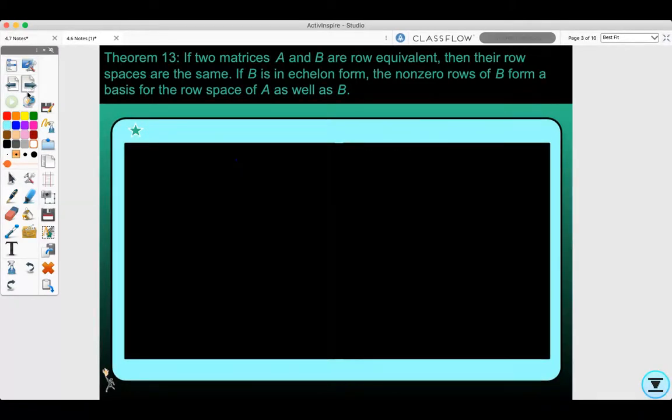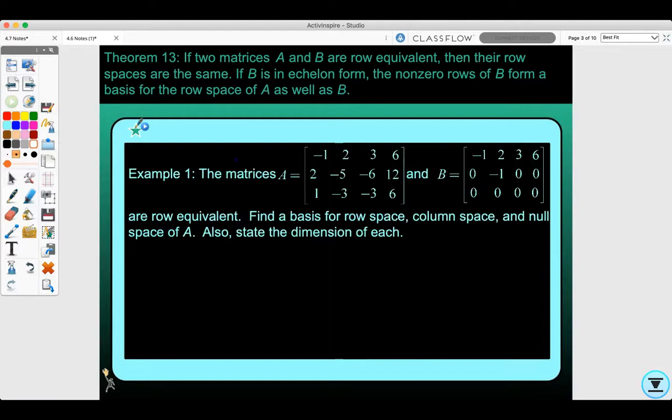Theorem 13. If two matrices A and B are row equivalent, then their row spaces are the same. If B is in echelon form, the non-zero rows of B form a basis for the row space of A as well as B. So let's look at example 1. The matrices A and B are row equivalent. Find a basis for the row space, column space, and null space of A. Also state the dimensions of each.